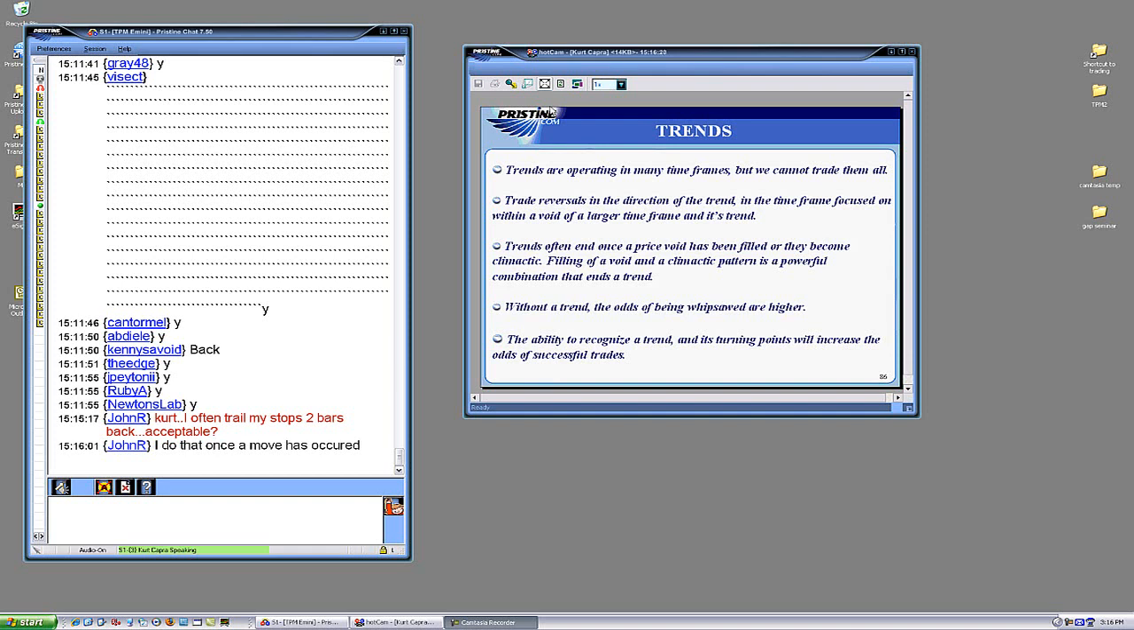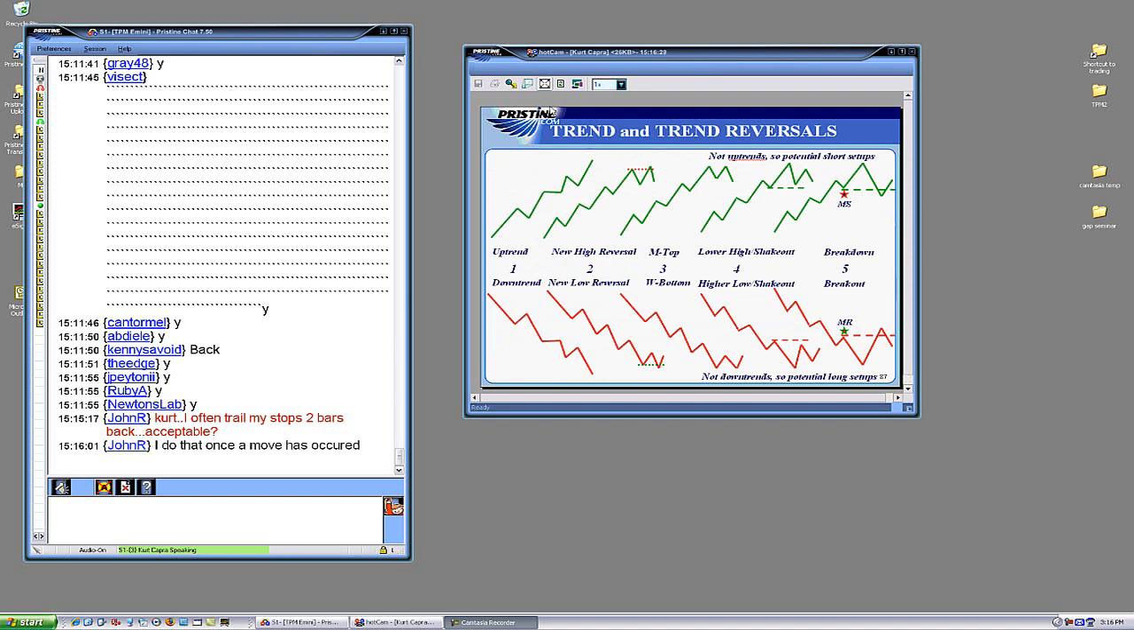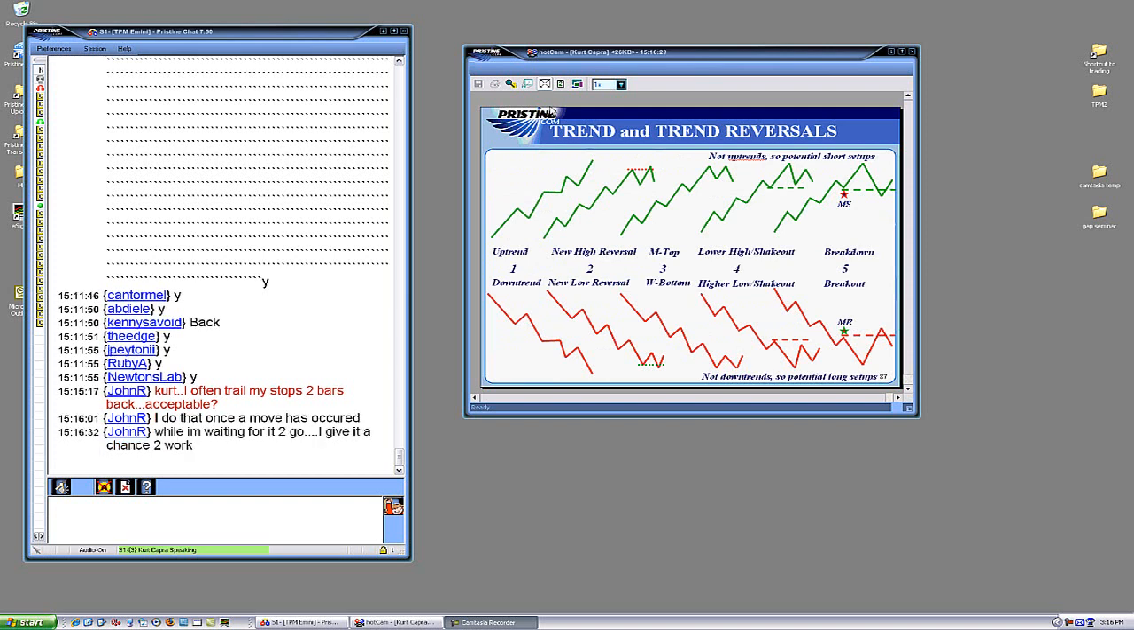And so the ability to recognize a trend and its turning points will increase the odds of successful trades. So here are various examples of uptrends and downtrends, and some of the things that will begin to happen that will give us a heads up that we're no longer in an uptrend. Patience is key with trading. I think patience is one of the hardest things to develop as a trader, especially if it's not in your nature.